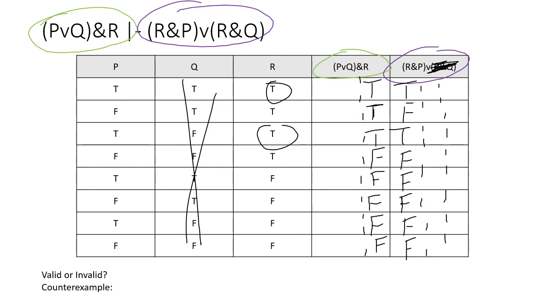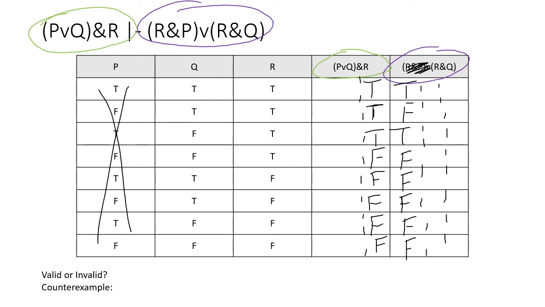So, can erase that. Now we're going to focus on the other operator within a set of parentheses, so the R and Q. So where do those both match? Well, those both match here and here. And then the rest of them are going to be false.